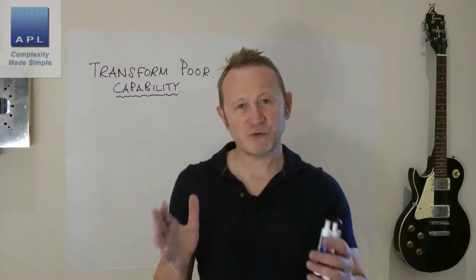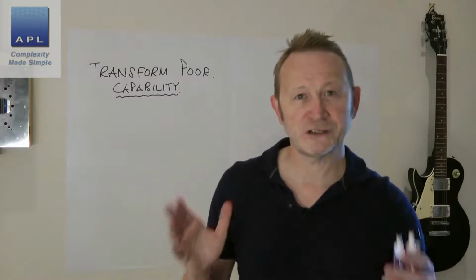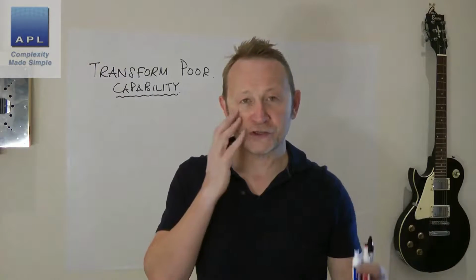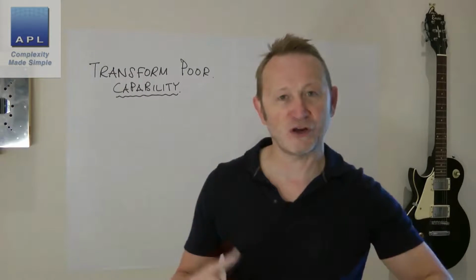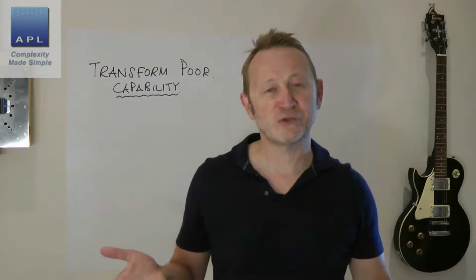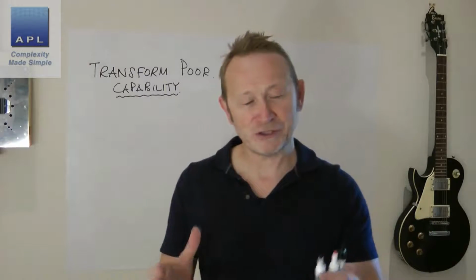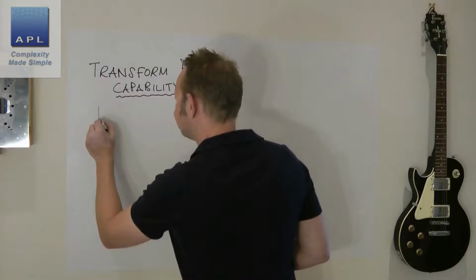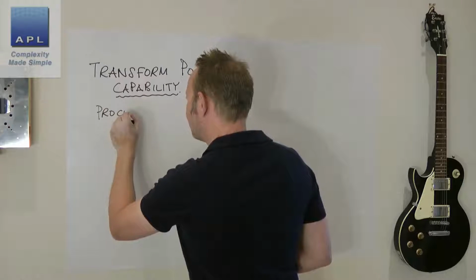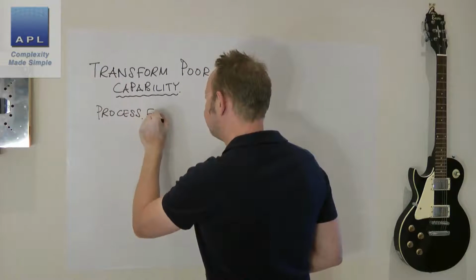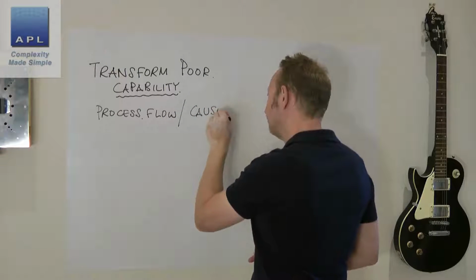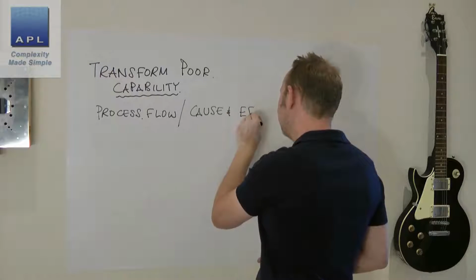Okay, now that we've taken some data and we've discovered that our problem is about too much variability, we're going over the top tolerance and below the bottom tolerance without even touching the machine. Okay, the technique you're going to need, and as I mentioned earlier, this is going to take 3 months to do. The technique you're going to use is known as process flow, cause and effect.